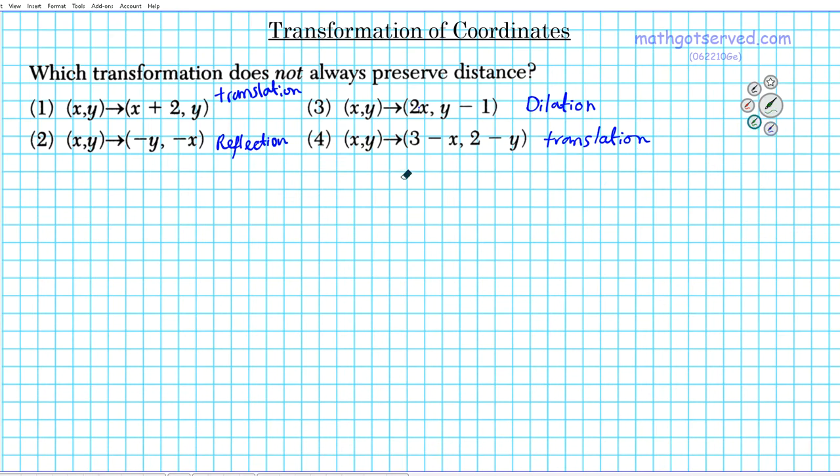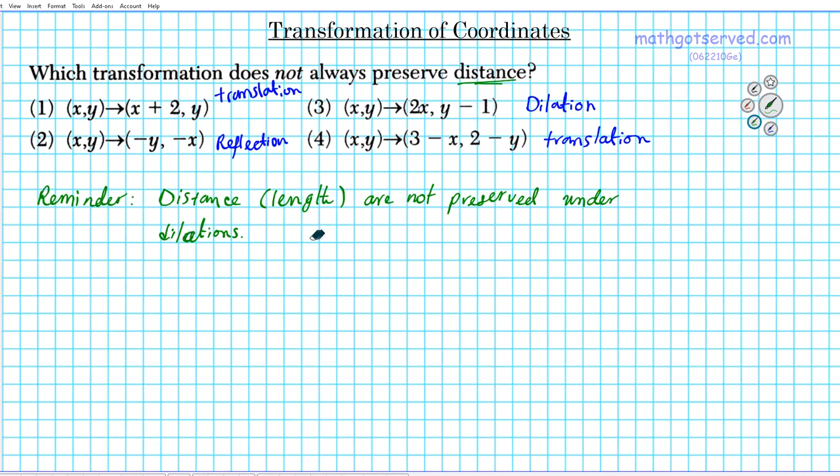Now, a very important point you have to keep in mind is as follows. So let's put this down. A reminder, and that is that the distance, that's what's specified here, right, was being preserved. The distance, or think about it as length, between the points are not preserved under dilation. The reason why I put the word length there is to give you a visual. When you dilate, you're either stretching or you're shrinking distances. So that's why you do not have preservation of distance under the dilation transformation.